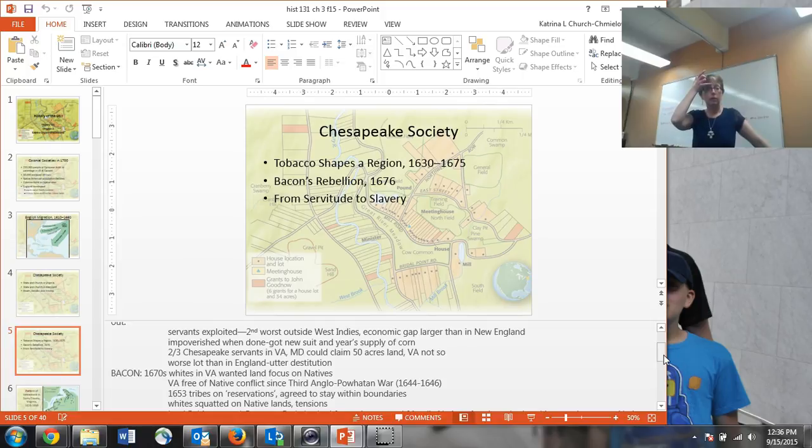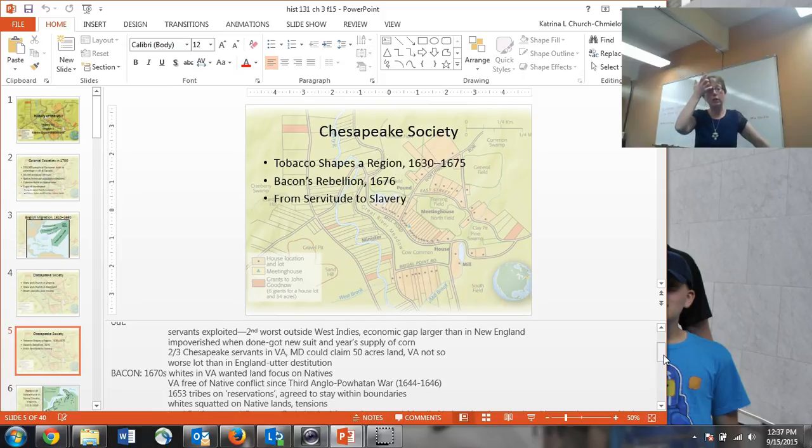And so two-thirds of the Chesapeake servants were in Virginia. In Maryland, you could claim 50 acres of land, but not in Virginia, okay? And in order to claim the land, you had to survive that long. And like I said, some of them didn't. So in 1676, you had this issue with indentured servants and slaves wanting or needing land, okay?